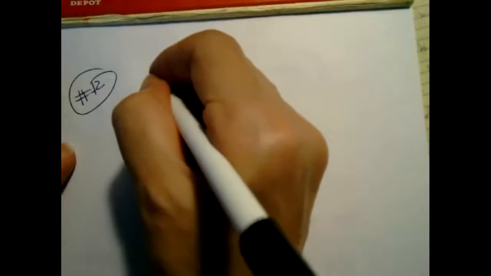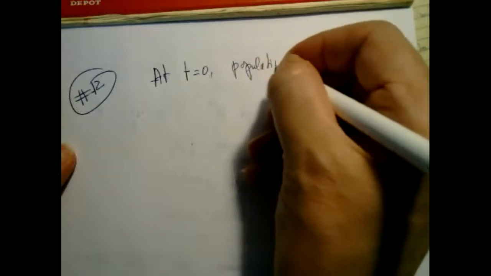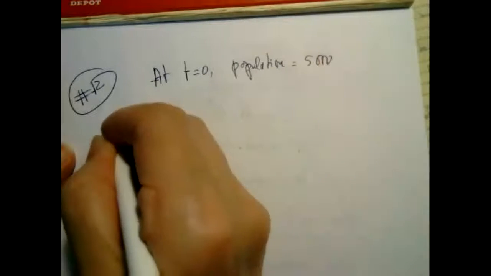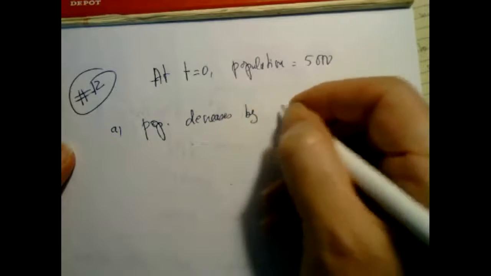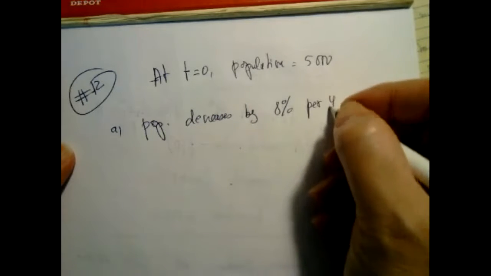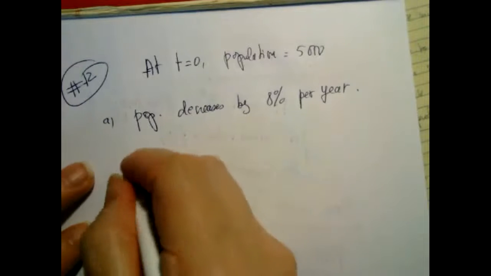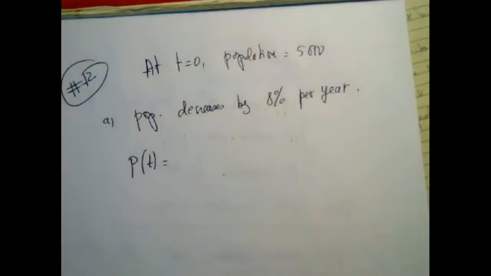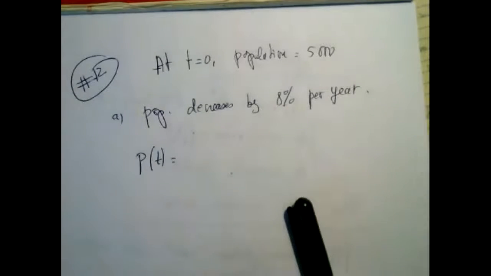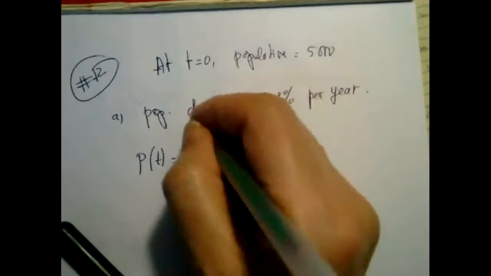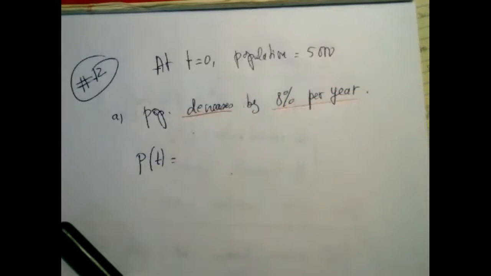Okay, so initial population, at t equal to 0, population is 5,000. Now A, population decreases by 8% every year. Okay, question is, find a formula for P of t. I give you a minute to do it, and I see what's going on. See what you guys can do. You should have reviewed this. So read every word. It decreases by 8% per year. Find a formula for P of t.